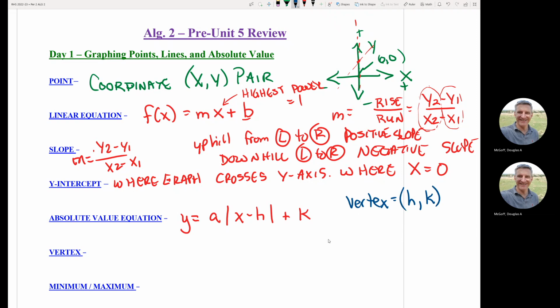H moves your vertex left or right from the origin. K moves your vertex up and down from the origin. Notice it's always X minus H. The other way of thinking about where our X value of our vertex is by taking whatever is inside of the absolute value and set it equal to 0 and figure out what value X makes that 0. Because 0 isn't left or right of the vertex. It would be on the vertex. The vertex is the place where the graph changes direction.